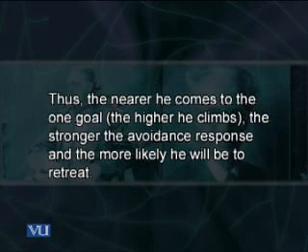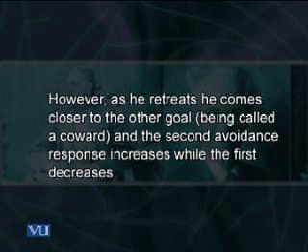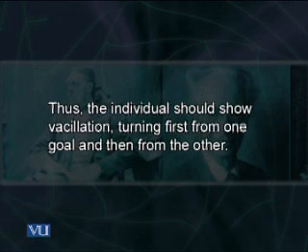Thus, the nearer he comes to one goal, the higher he climbs, and the stronger the avoidance response, and the more likely he will be to retreat. However, as he retreats, he comes closer to the other goal, being called a coward, and the second avoidance response increases while the first decreases. Thus, the individual shows vacillation, turning first from one goal and then from the other.